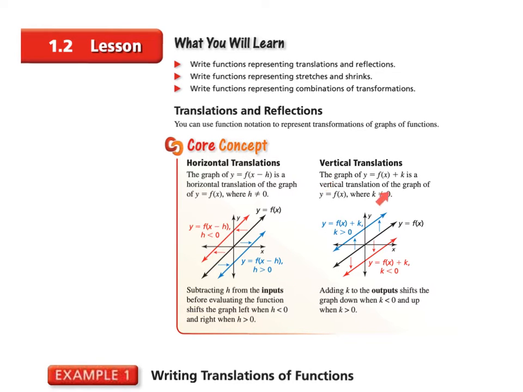Vertical translations happen outside the function, the plus k, and it moves the graph up and down. It's straight up the way it says. If you plus something, it goes up. If you minus something, it goes down.